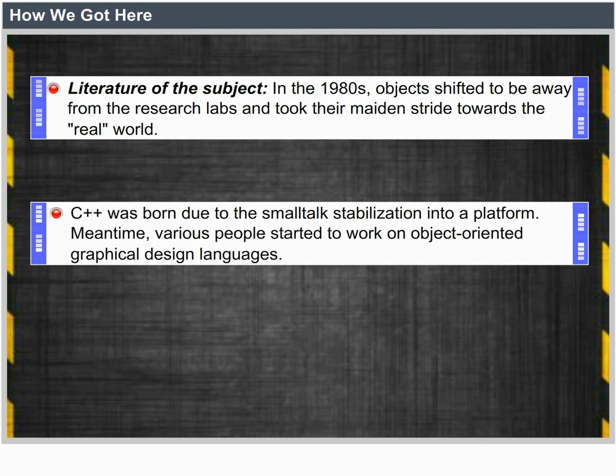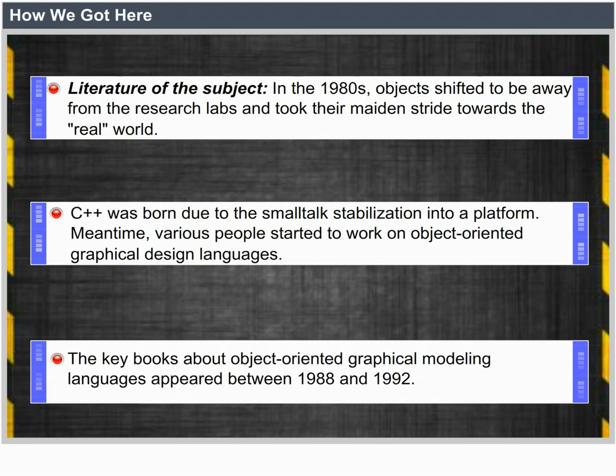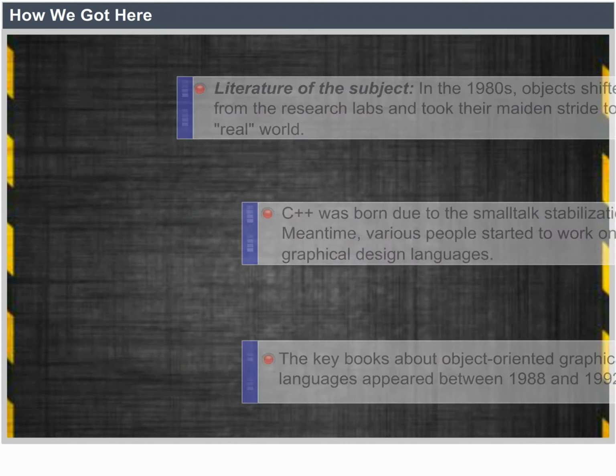How we got here. Literature of the subject. In the 1980s, objects moved away from the research labs and took their first stride towards the real world. C++ was born, and Smalltalk stabilized into a platform. Meanwhile, various people started to work on object-oriented graphical design languages. The key books about object-oriented graphical modeling languages appeared between 1988 and 1992.